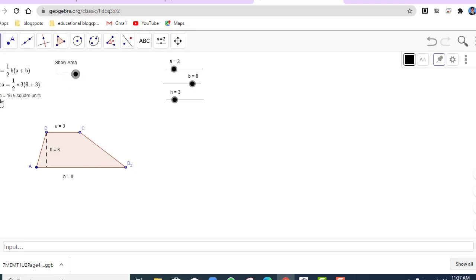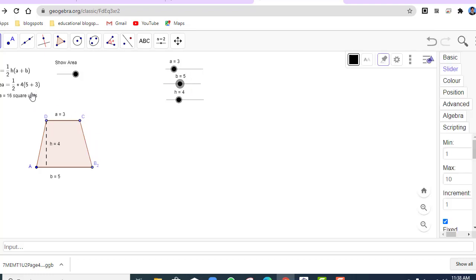Then what is the area? We got area 16.5 square unit. If we change the value of B, the area also changed. We change the height of the trapezium, then look at the area, it also changed. Now I am going to change the base, the area also changed there.